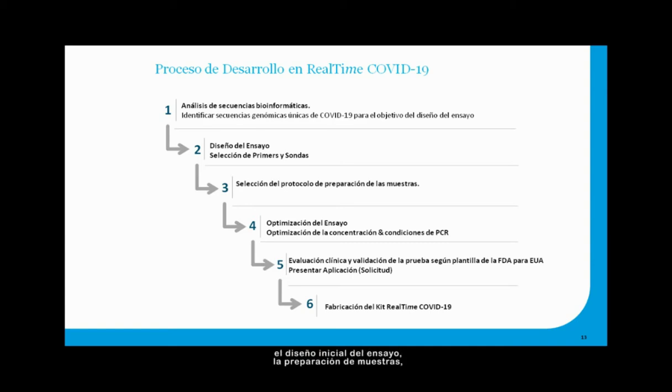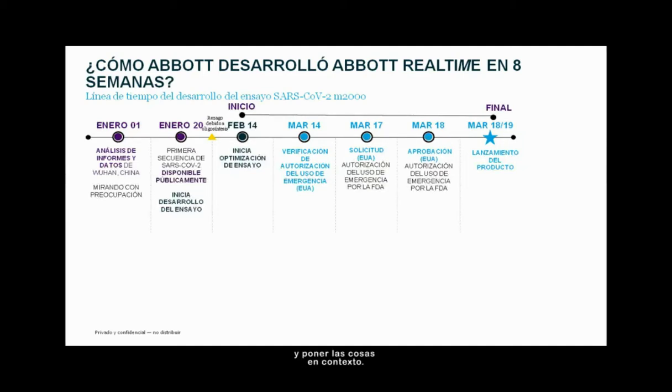You know, the bioinformatics, the initial assay design, sample prep, optimization, the evaluation and validation, the iterative cycles that go on. And just for reference, when we're normally building a test for FDA submission and the normal CE mark, this takes years of iterative process and hard work. And to put things in context, this slide shows how we accomplished this in weeks.